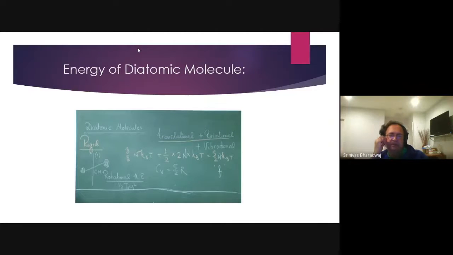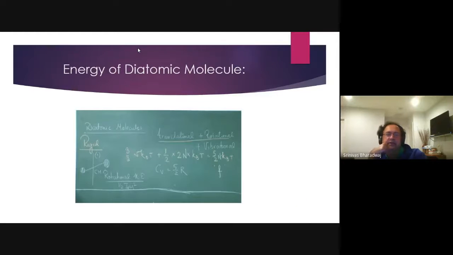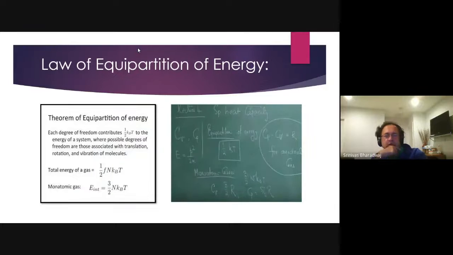You have translational as well as rotational and vibrational degrees of freedom. So as a result, you end up with 2 extra degrees of freedom in the case of diatomic molecules, and therefore you end up with 5 by 2 R versus 3 by 2 R for Cv in the case of monoatomic gases.